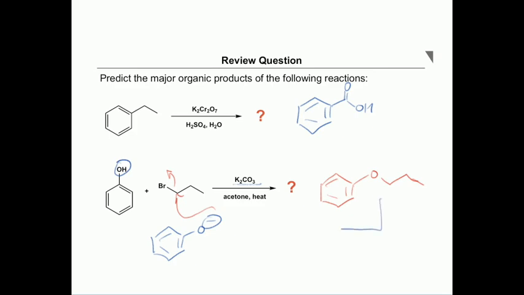How might I reset this back? What are the conditions that I would use to take the phenyl ether that I've drawn there back to the phenol and the alkyl halide? Concentrated HBr, exactly. Very strong acid. What this is going to do is kind of SN1, SN2. We protonate the oxygen, turn that into a leaving group, and displace with our bromide.